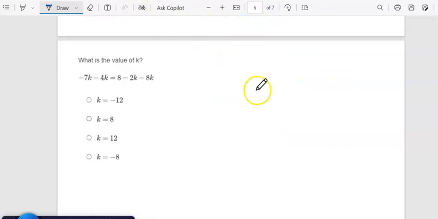All right, one more question on here. We've got some combining to do, so we have negative 7k minus 4k is equal to 8 minus 2k minus 8k. All right, so let's combine the like terms on both sides. This minus is the same as plus negative. Same over here, plus negative. And remember this minus 2, let's change it to plus negative.